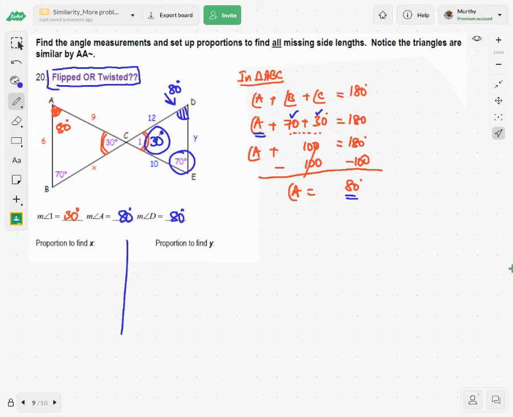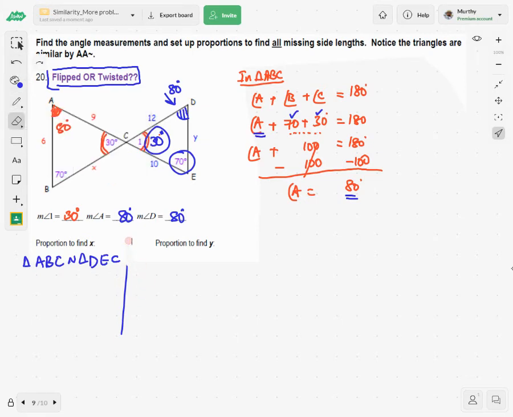If I'm trying to write the similarity, I take triangle ABC similar to triangle... When I say ABC, I'm starting with 80 degrees, so I have to start with 80 degrees, which is D. B is 70 degrees, so here E is 70 degrees. Obviously, the third one is C.